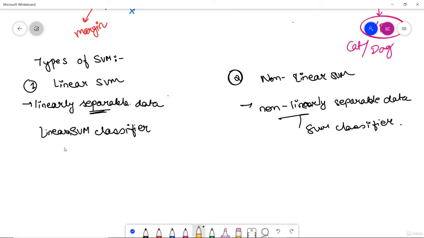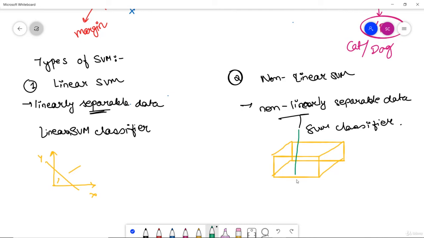More precisely, this is a particular x and y plane which we have made. If just one line can separate this portion and this portion of the data, then it comes under linear SVM. And if you cannot do it like this, then you have to build a particular plane and separate the data on the basis of that plane. So that comes under non-linearly separable data.